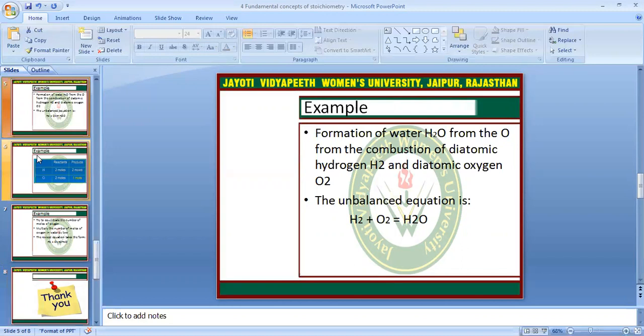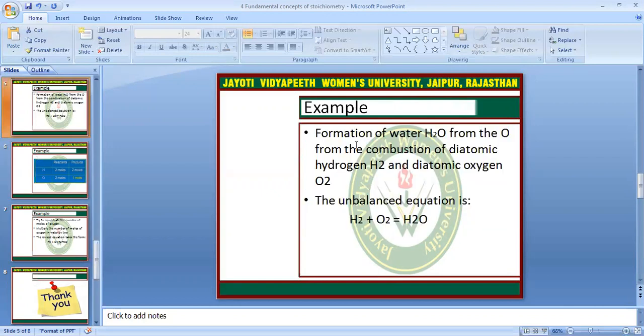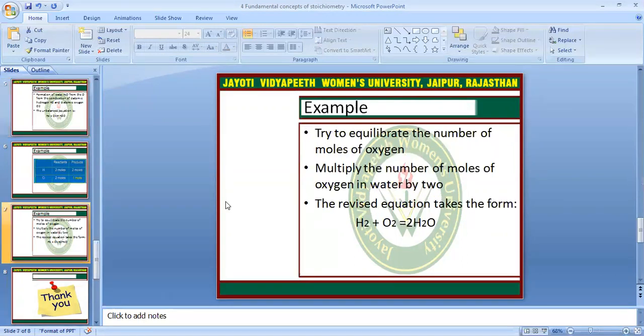For example, H has 2 moles on the reactant side and the product has 2 as well. O is equal to 2 moles on the reactant side and O is equal to 1 mole on the product side. So this reaction, our reaction, is unbalanced. So how will we balance it? So this is the balanced equation.